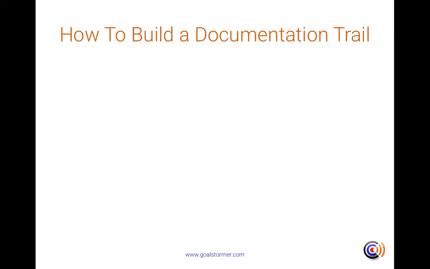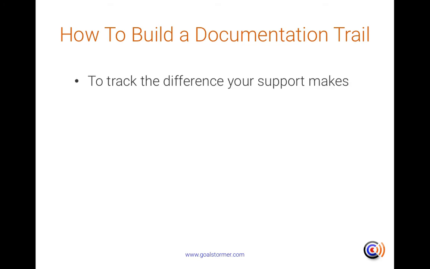Having a documentation trail, a trail of evidence that shows progression over time, can sometimes be very useful. It can, for example, track and illustrate the difference that your support has made to people, to individuals or to groups, because they're achieving things earlier or they're achieving bigger things. So if you want to do that in GoalStormer, here's the approach that I suggest to keep it really simple.